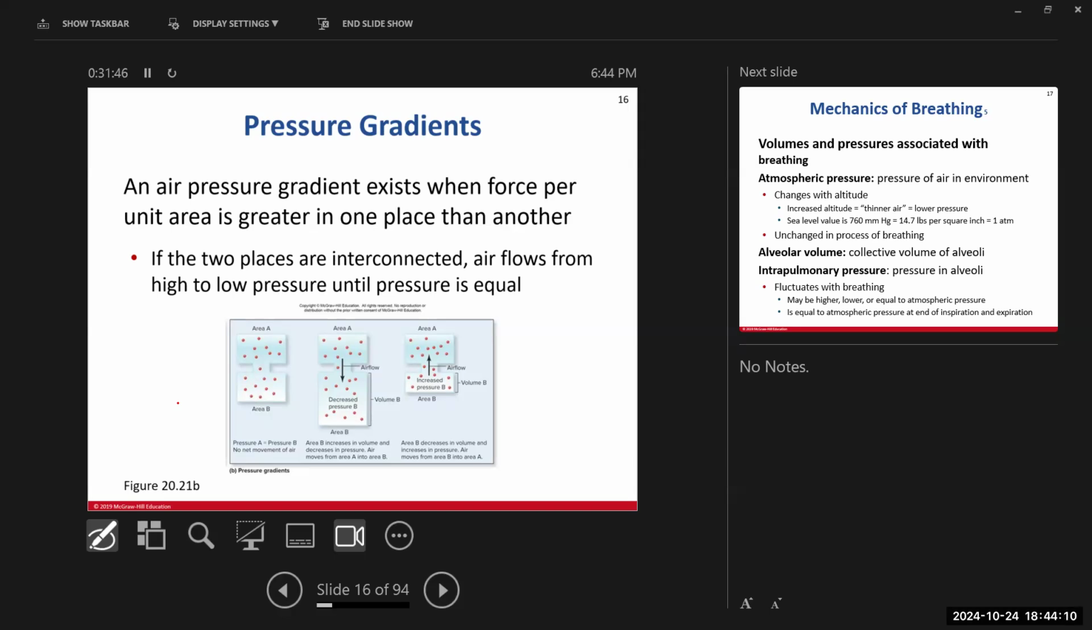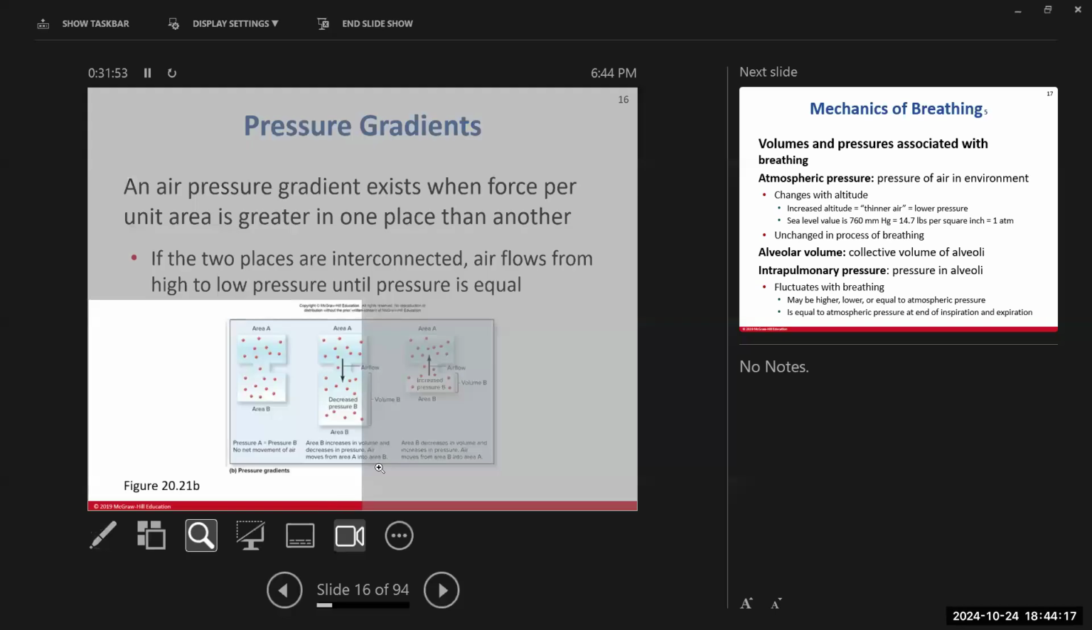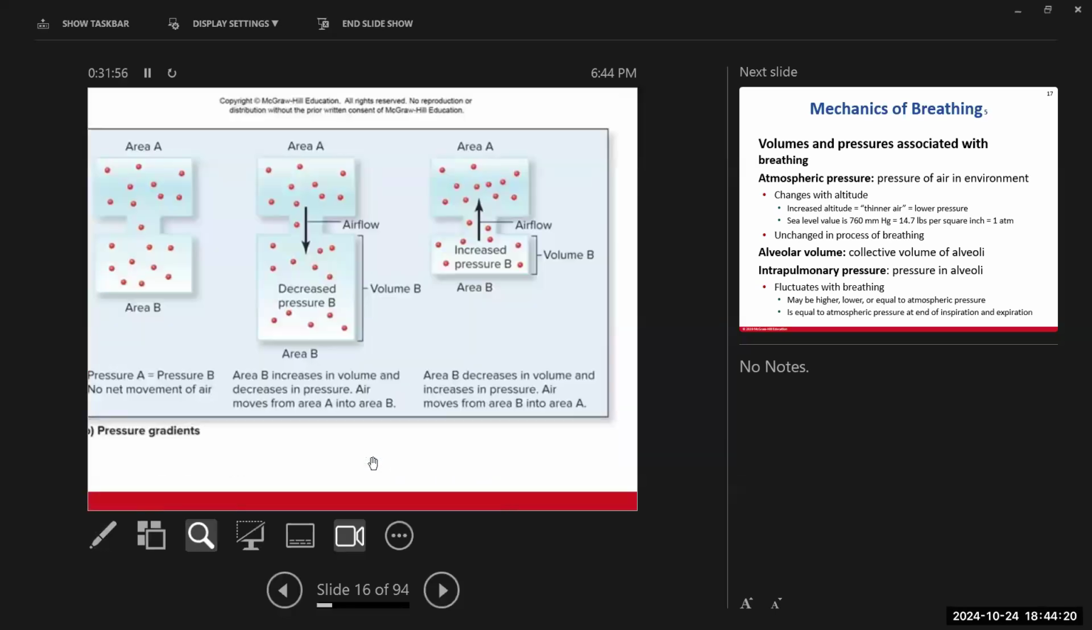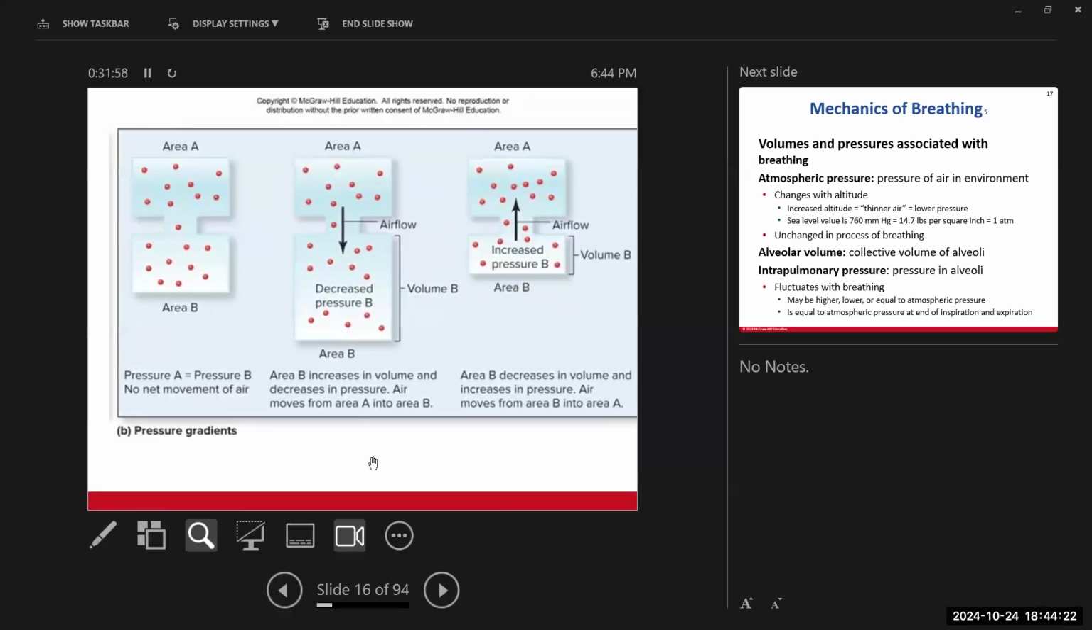Now, this is showing you the first one there. Let me zoom in a little bit. Okay. So here you can see you have area A and area B. And this is showing you when both areas are equal, there's not going to be any air movement, okay? Because they share the same volume. If they share the same volume, that means that the gas pressure should be equal, okay? So no net movement of air.